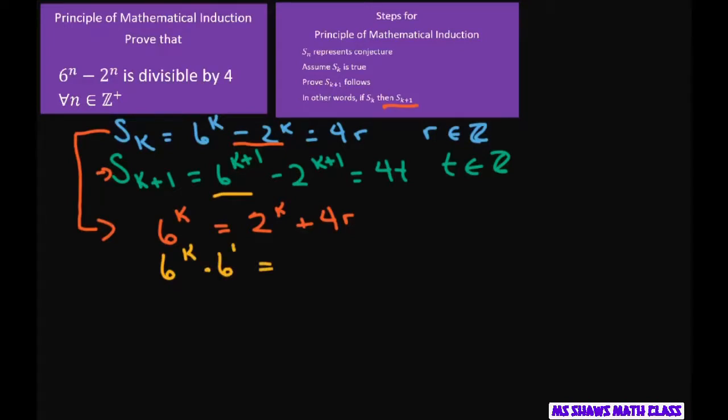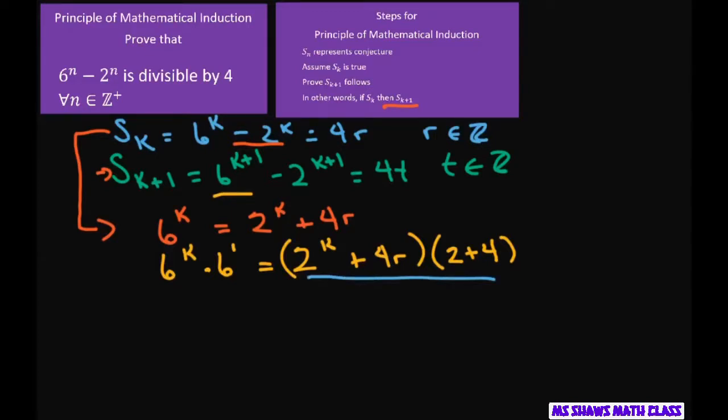That's to the first power. And then I'm going to do 2 to the k power plus 4r times 6. But instead of writing 6 here, my 6 is going to be 2 plus 4, because that equals 6. And then I'm going to use the distributive property to simplify this. So basically this part here, if you condense it with exponents, it's going to be 6 to the k plus 1, which is what we wanted.